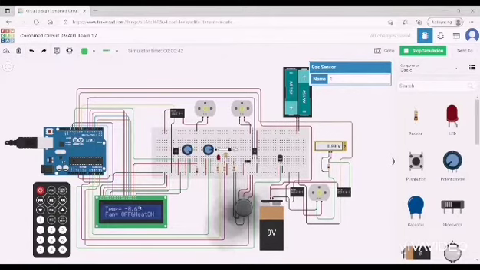Again, the LCD displays temperature and the fan's off and the heating's on. Turn this up. Temperature mode again. As you can see, the DC motor is on to increase or decrease the temperature.